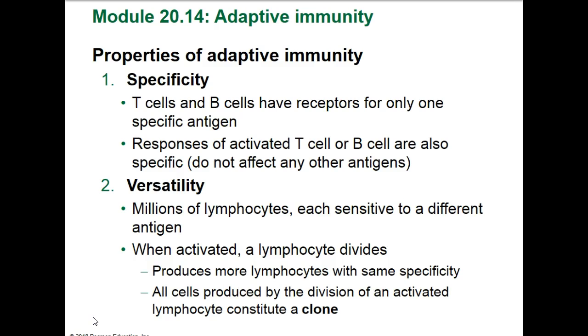Okay, versatility. Millions of lymphocytes, each sensitive to a different antigen. And by the way, you already have lymphocytes in your body that can recognize every antigen out there. It's just that you may have so few of them to start with that you have to get them activated before they can actually make a good fight against something. So once they're activated, the lymphocytes divide. They produce more lymphocytes with the same specificity. All the cells produced by the division of an activated lymphocyte we call a clone. We call that clonal expansion when we produce a lot of lymphocytes of the same specificity.